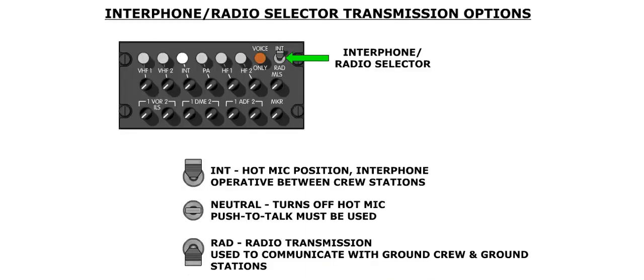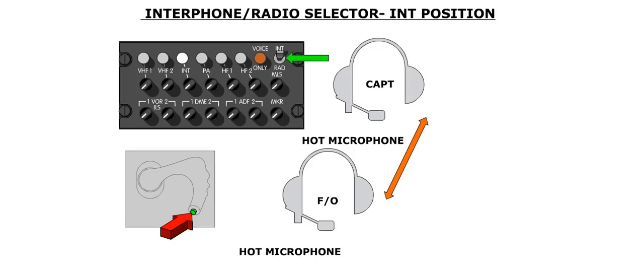The transmission through the oxygen mask or boom microphone is controlled by the INT rad switch on the ACP. It has 3 positions. The forward position is labeled INT for interphone. In this position, the associated crew member's boom or oxygen microphone will be hot. This allows the flight deck crew members to communicate through the interphone system, without having to press a transmit button.